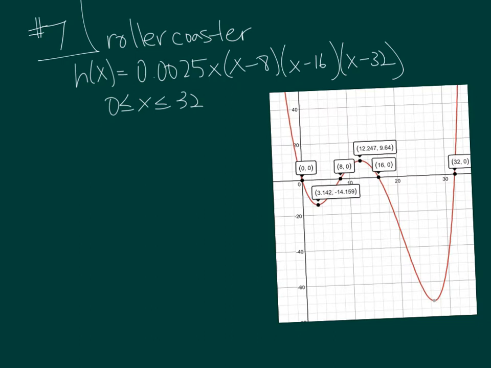For the roller coaster question, we can see all of our x-intercepts in here, 0, 8, 16, and 32, just like in the formula or the equation. And then I would just use Desmos to graph it and get those, the min, the max, and then the other min.